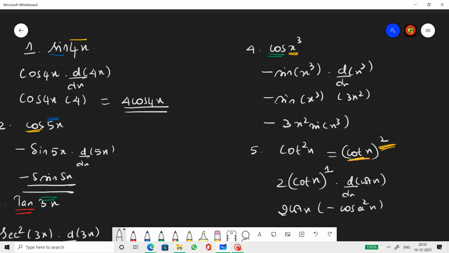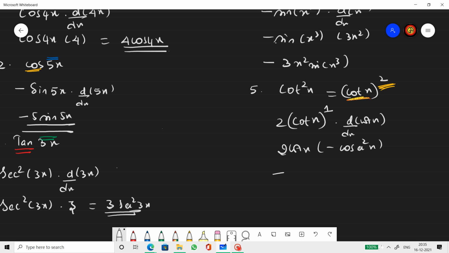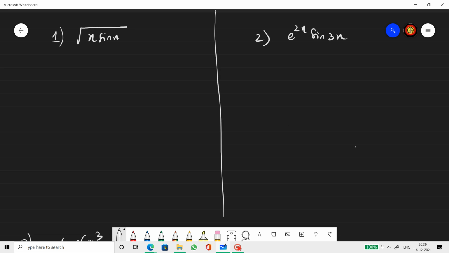So the answer is minus 2 cot x into cosecant square x. So the next set of questions is chain rule with product rule or chain rule with quotient rule. So here the first question under that, root over x sine x.